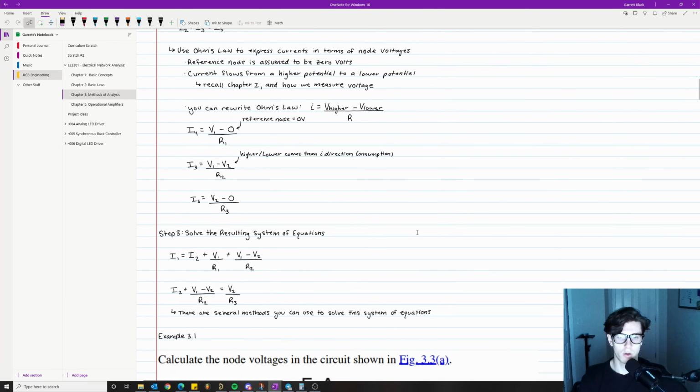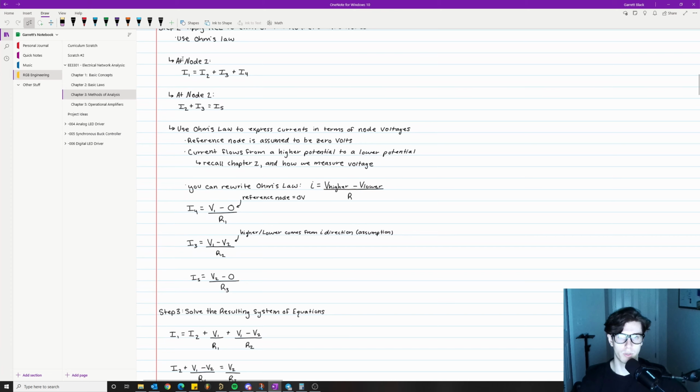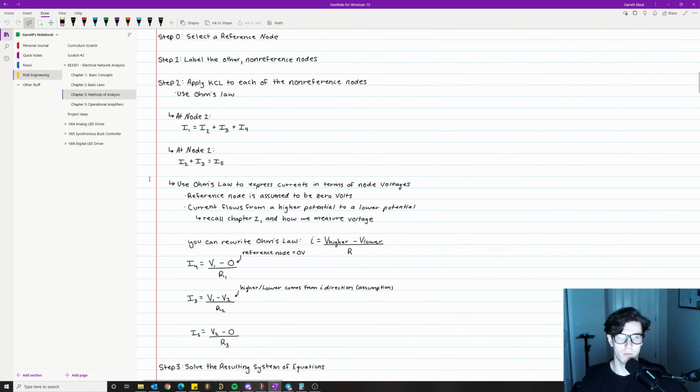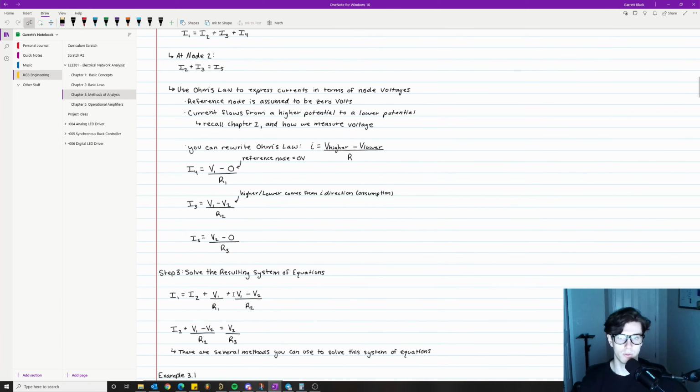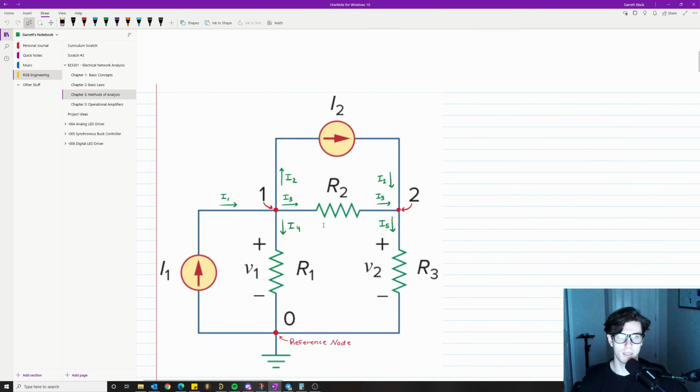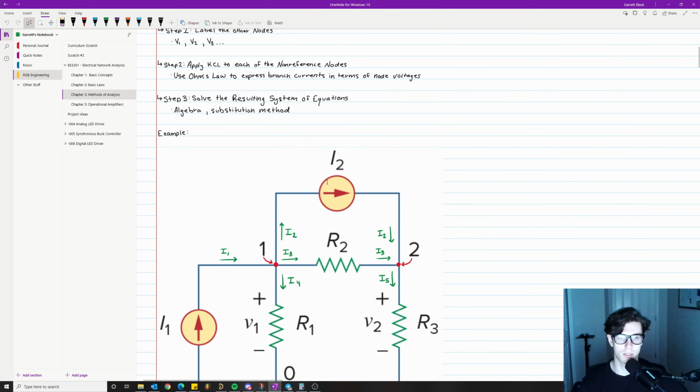Step 3 is to solve the resulting system of equations. So again, this is just basic algebra. We're using Kirchhoff's current law right here. So we have I1 equals I2. And we know I2 in this case is equal to this current source.